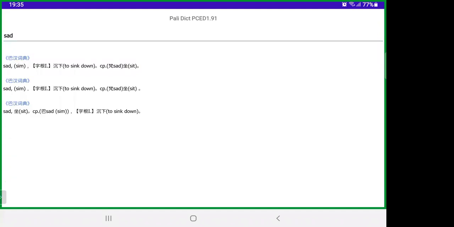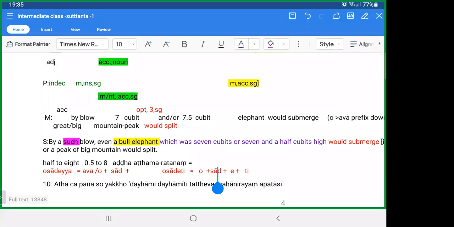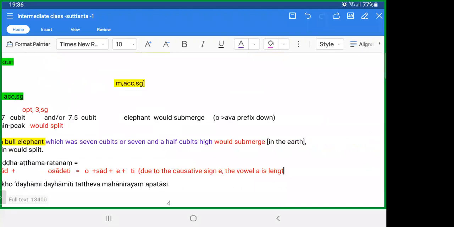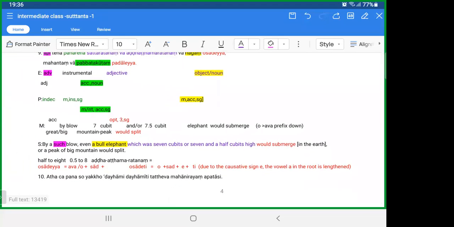Yeah, this one. To sit down. It's the same as nisidati, right? Sat, sat. Yeah, SAD, right? Sat. So it should be osa, sat. Okay, due to the causative sign E, so sat, the vowel A is lengthened. The vowel A in the root is lengthened. Okay? Also adeti. You find this one?